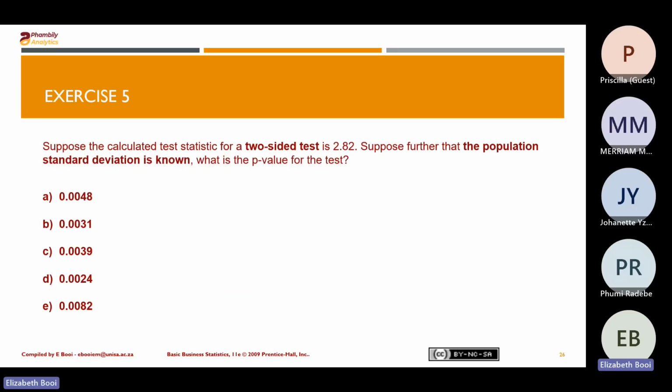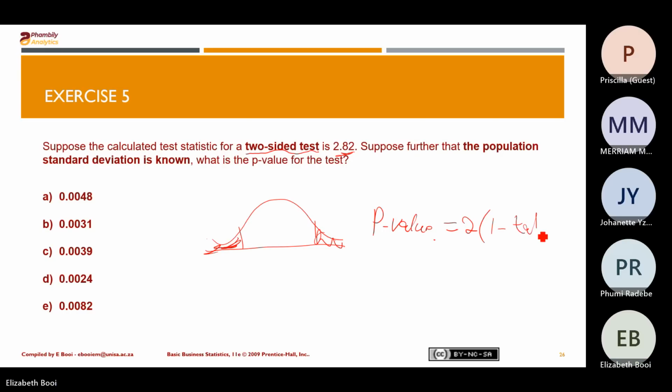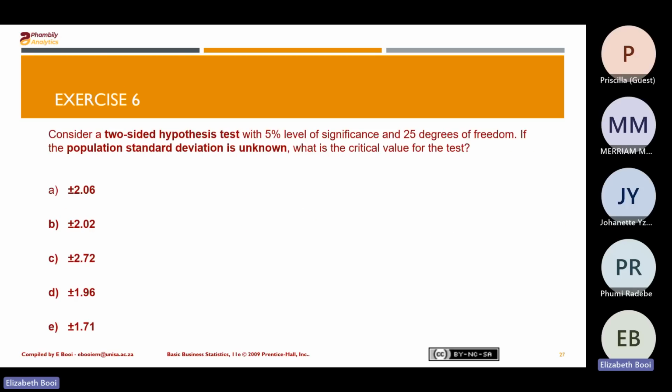Right. Next, on this one, it says you have a two-sided test. And they say if this is the test statistic on the two-sided test, what will be the p-value? Remember, then your p-value, this is positive. It will be 2 times 1 minus the table value. That's what you need to be calculating. So I'm already giving you answers to the questions.